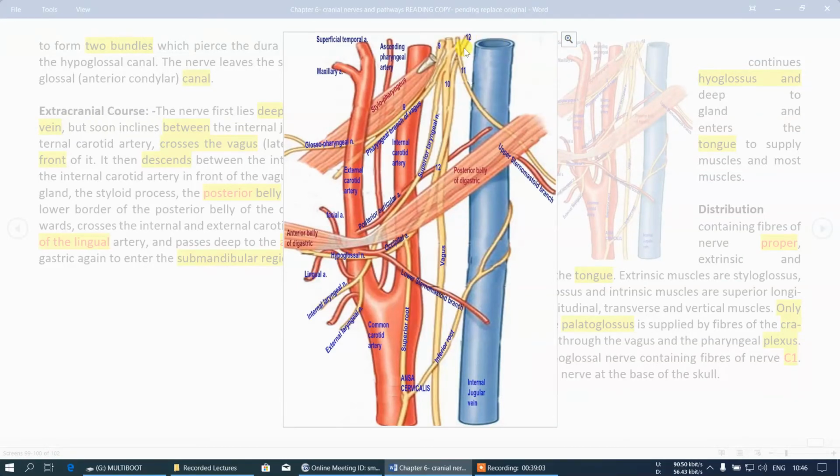Another common diagram you can see here. This is your hypoglossal nerve. It is passing downwards. Here this is your posterior belly of digastric. So here it is crossing the vagus nerve from the lateral side. So this is the hypoglossal nerve crossing laterally this vagus nerve, then it is going medially to the posterior belly of digastric, and here it is curving round the lower border of the posterior belly of digastric, and it is related to the occipital artery.